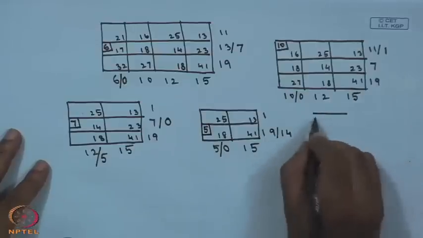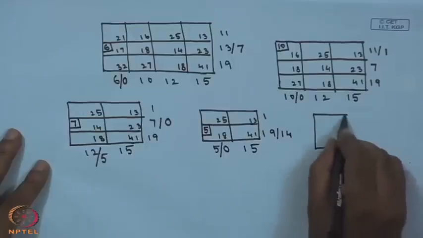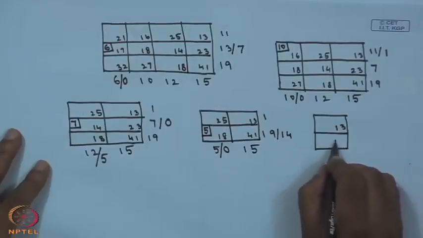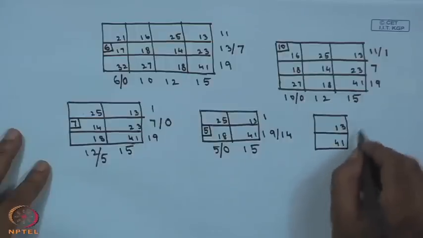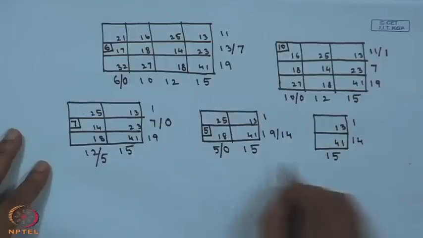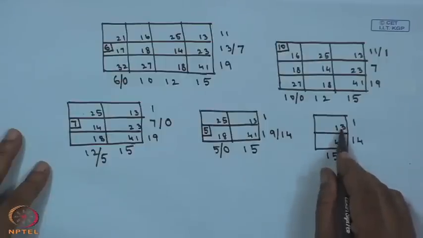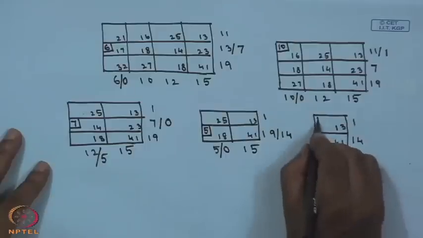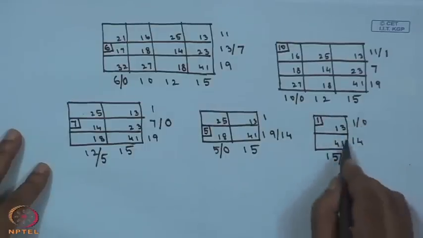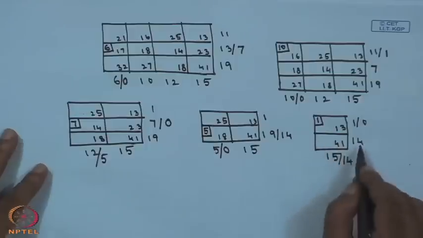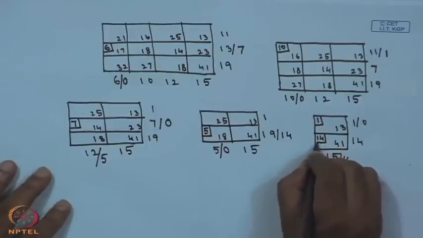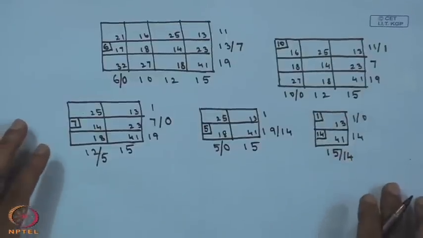So, basically now you are having 1 column and 2 rows. This contains the values 13 and 41. The availability here is 1, here is 14, total availability here is 15. So, minimum of these two is 13, minimum of 1 and 15 is 1. So, it is 0 and this is 14. Now you are having only one cell where availability is 14, demand is 14. So, you are allocating 14. So, you have allocated all the demand.